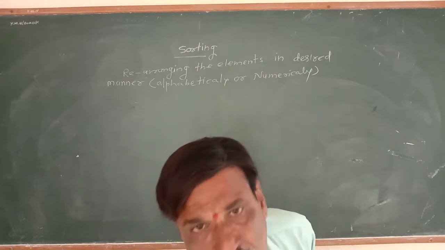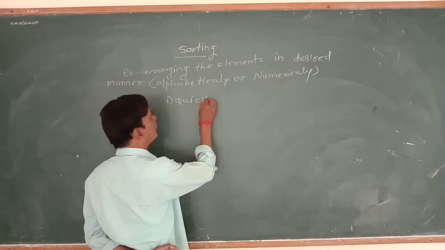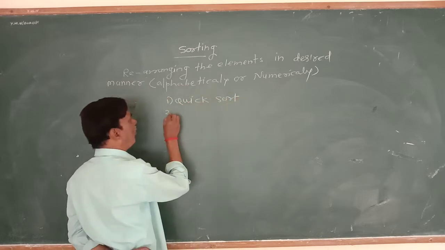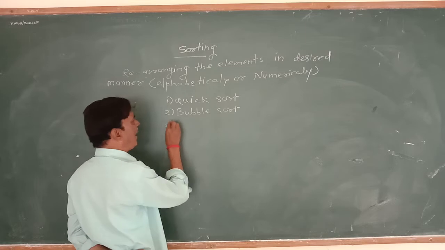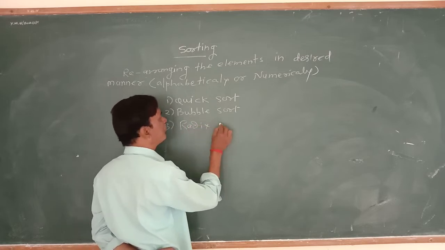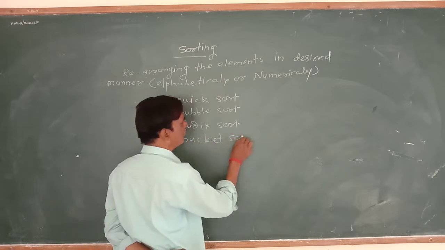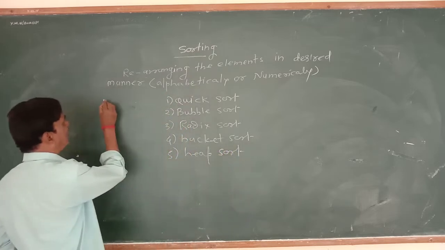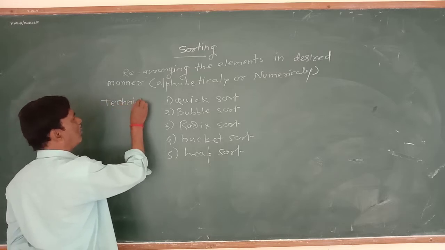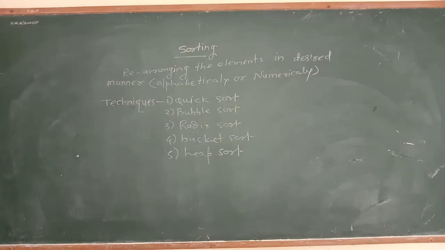So there are various sorting techniques like quick sort, bubble sort, radix sort, bucket sort, heap sort. So these are the sorting techniques. Now every technique is having its own method of sorting.